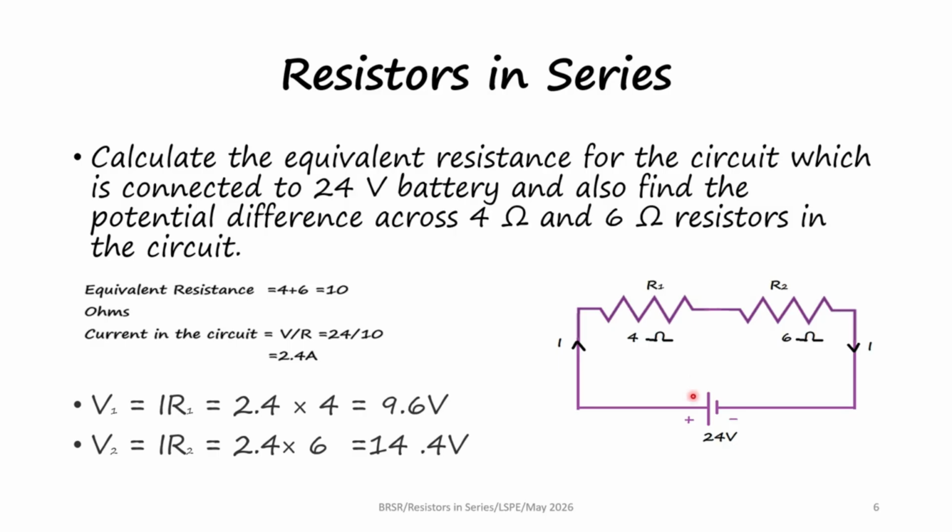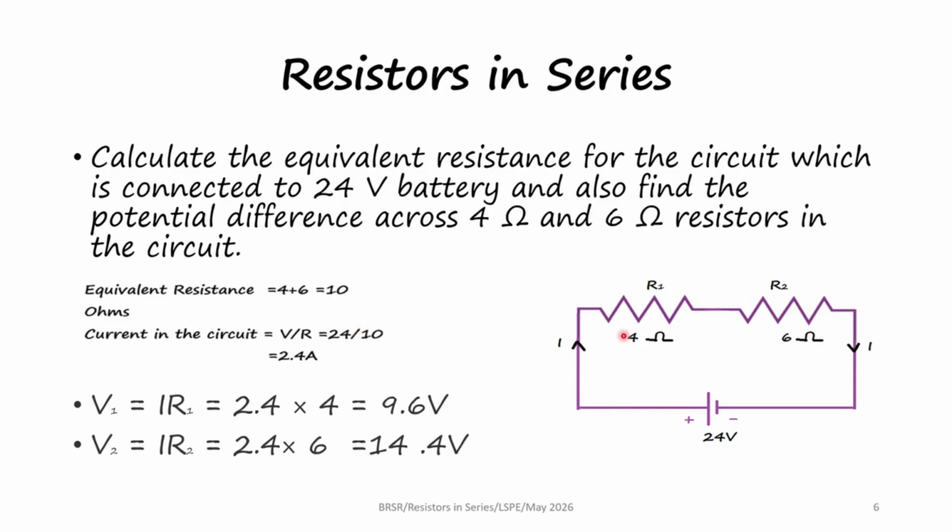And now let us know what is the current flowing through the circuit. The current flowing through the circuit I is given by V by R as per Ohm's law. The voltage here is 24 volts. The equivalent resistance is 10. So the current in the circuit is V by R, which is 24 by 10, which is 2.4 ampere. Now we know the equivalent resistance as 10 ohms. The current in the circuit is 2.4 amperes.